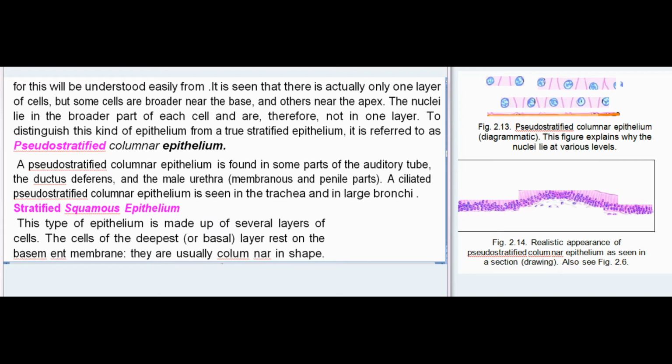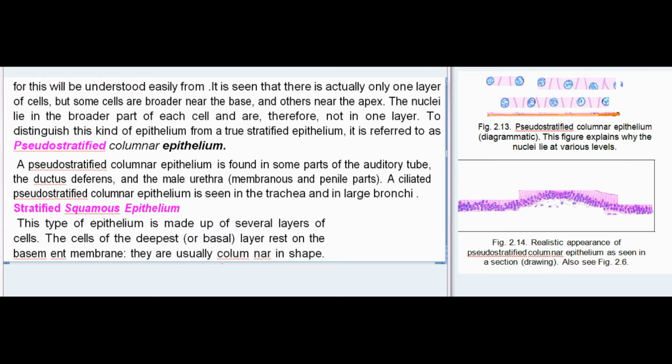A pseudostratified columnar epithelium is found in some parts of the auditory tube, the ductus deferens, and the male urethra, membranous and penile parts. A ciliated pseudostratified columnar epithelium is seen in the trachea and in large bronchi.